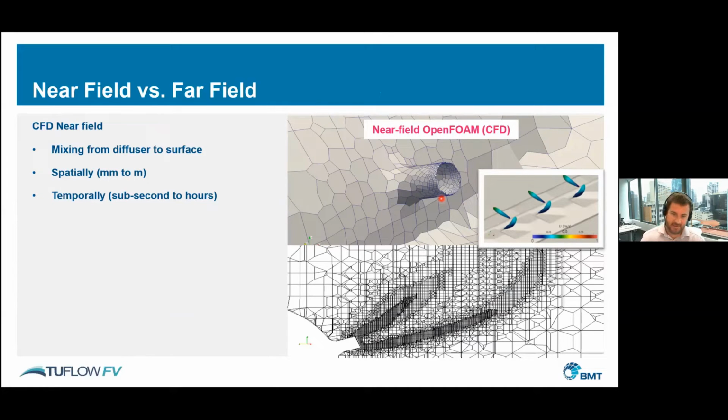So this mesh down in the bottom corner is an adaptive mesh looking at how the flow is behaving. There's almost 17 million cells that are representing that area. And the model's only a couple of 100 meters across. Temporally, we're looking at sub-second to hours. And this little blue information here is basically results from the CFD model.